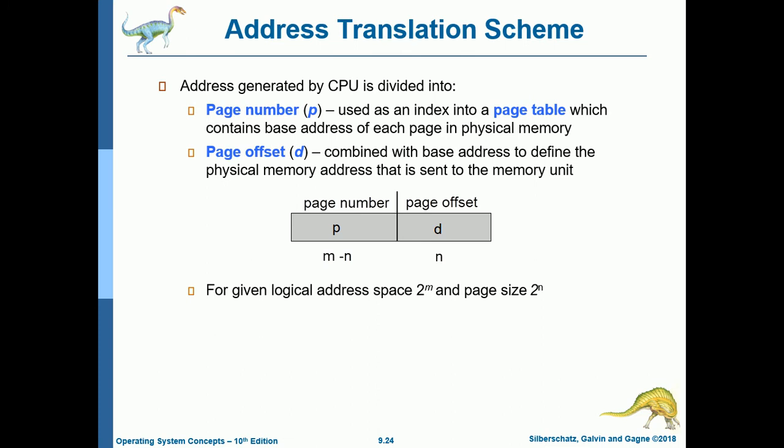So we have the address translation scheme. The address generated by the CPU, when using paging, is divided into the page number, or P, used as an index into a page table which contains the base address of each page in physical memory. And then we also have the page offset, or D, combined with the base address to define the physical memory address that is sent to the memory unit. So we have the page number and then the page offset. For a given logical address space 2 raised to m and page size 2 raised to n, these are powers of 2.